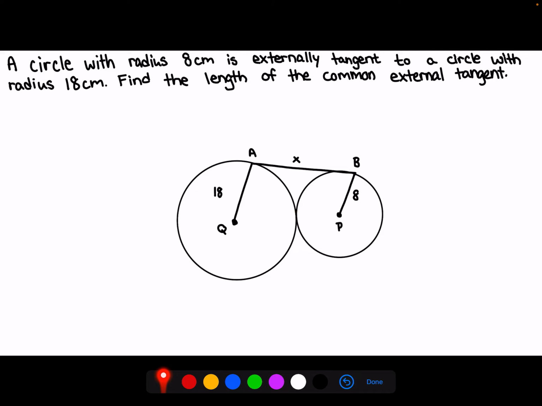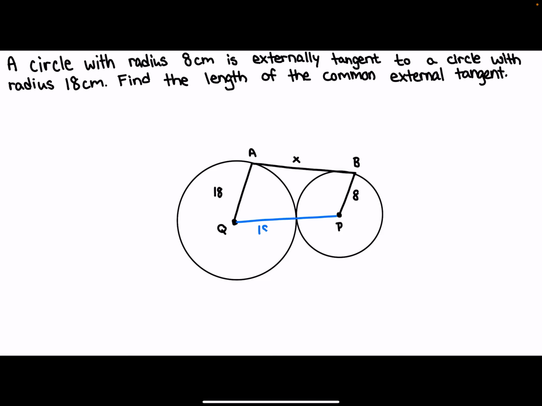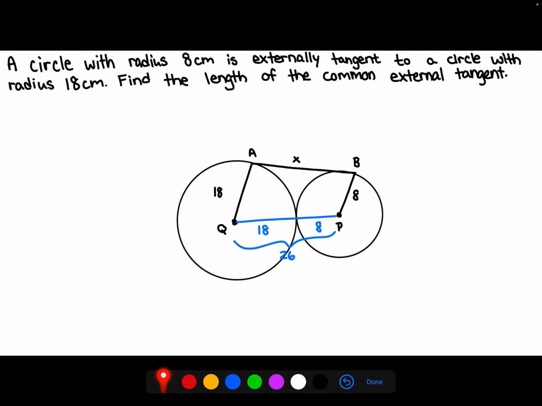So the first thing that we'll do here is we're going to draw a line of centers between the two circles. Now again, a line of centers just connects the two centers of the circles. And since these circles are externally tangent, it means that we can combine these two. I'm going to combine the two radii. So I have a radius of 18 for circle Q and a radius of 8 for circle P. If I add those two radii, I would get a segment length of 26 for our line of centers.